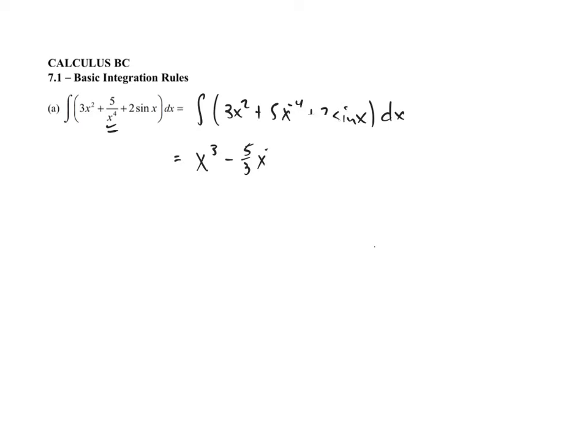Let me erase, whoops, a little bit of an over erase there, but I can fill in the blanks here. Negative 5x to the negative 3 minus 2 cosine x, and then plus c. And this would be a perfectly fine way to leave the answer, or you could take that middle term and put the x cubed back into the denominator if you want to. It really is kind of up to you and what the answer choices look like, if it's a multiple choice question.